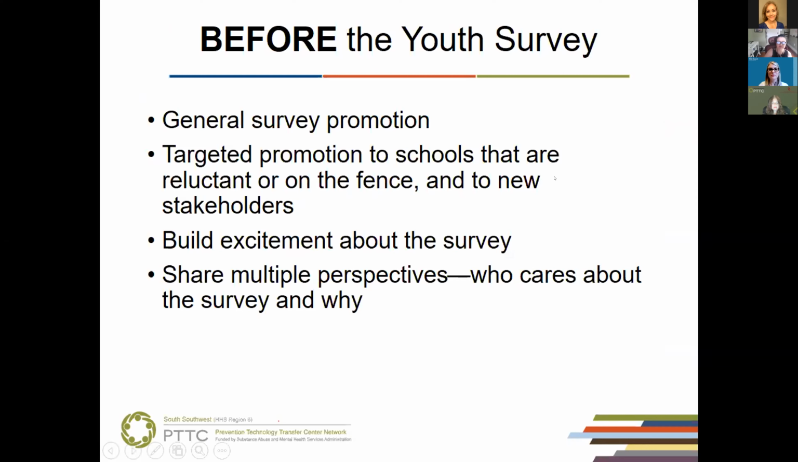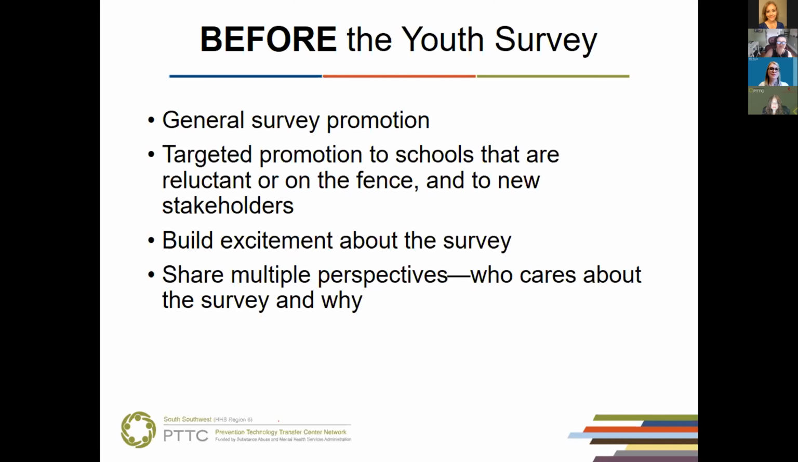So going back to that example of putting together a communication plan before a survey, this is really in general to motivate individuals to participate in the survey. And so this is going to be really targeted to those schools that might be reluctant or on the fence about participation, maybe to new stakeholders who are new to the community or are less familiar with the CCYS. Or again, in that example, maybe it's not the schools that are reluctant, maybe it's the broader community. So figuring out really targeted, who do you need to convince in order to get them to take the survey? And then also making sure that you're building excitement about the survey. And we covered a lot of that in the first webinar, which was recorded.